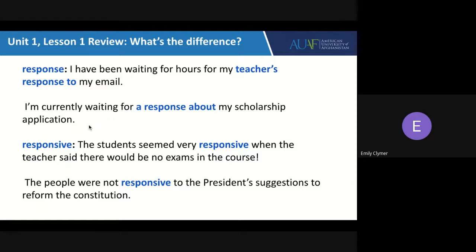And lastly, if you were wondering how to use the adjective form responsive, the student seemed very responsive when the teacher said there would be no exams in the course. So remember, guys, responsive as an adjective means to respond in a very positive way. We'll look at the last example. The people were not responsive to the president's suggestion to reform the Constitution.